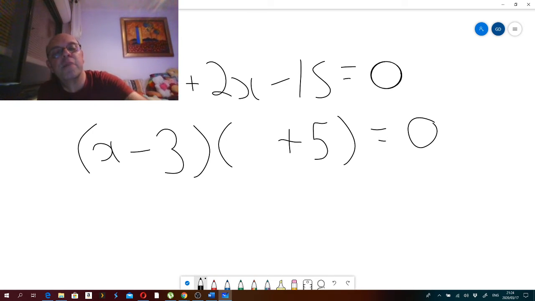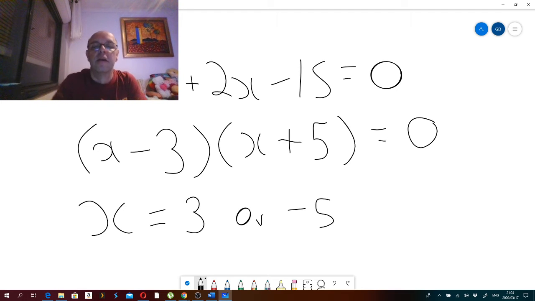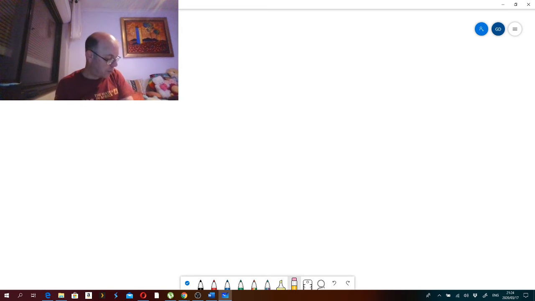And there is my factorizing, which means that the x answer, what value makes the bracket 0, x can either be a 3 to make the first bracket 0, or a minus 5 for the second bracket. And there we have our solution. Right, so let's go on to the next one.